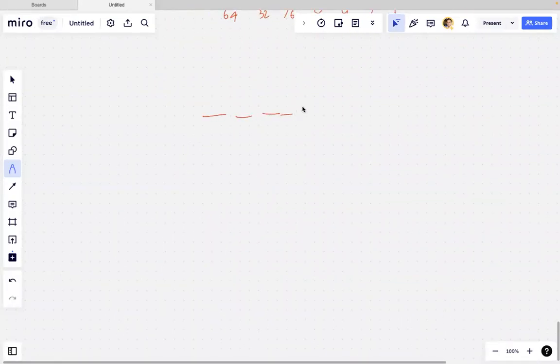1, 2, 3, 4, 5, 6, 7, 8. 0, 0, 0, 0, 1, 0, 1, 0. 4 bits. Then this 1, 2, 3, 4, 5, 6, 7, 8. This 1 comes to here, this 0 here, this 1 here, this 0 here. The rest of the bits are filled by zeros.